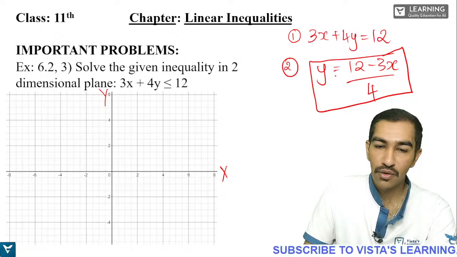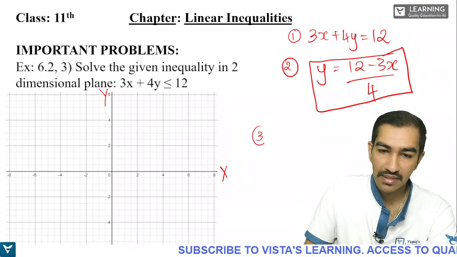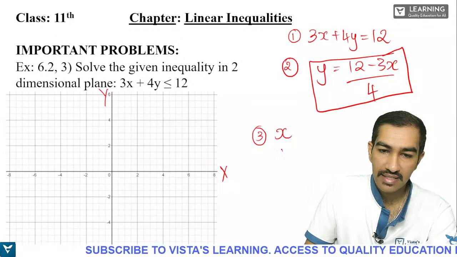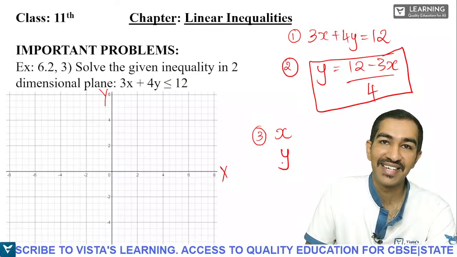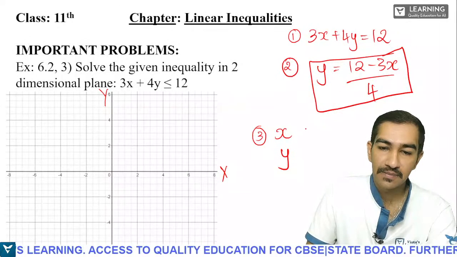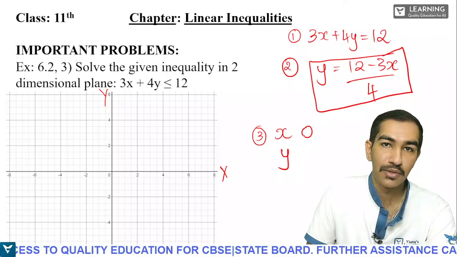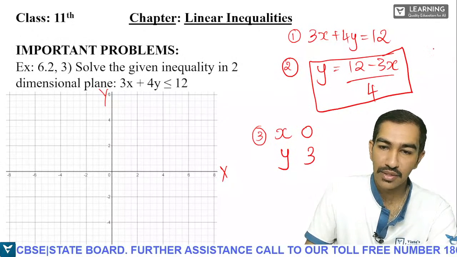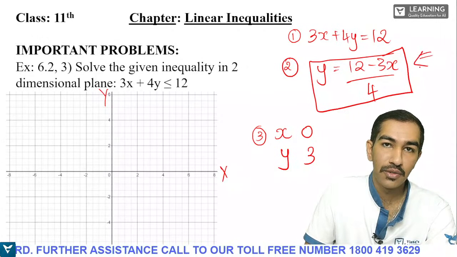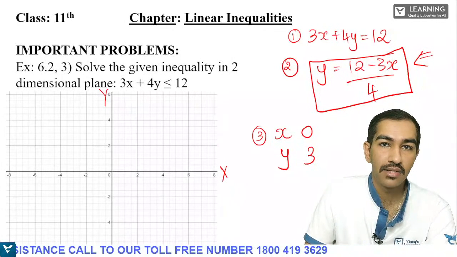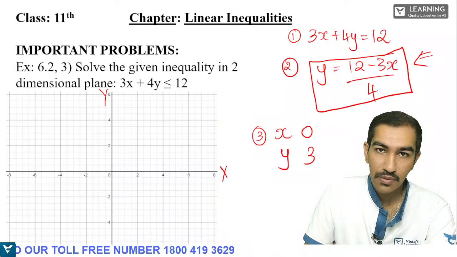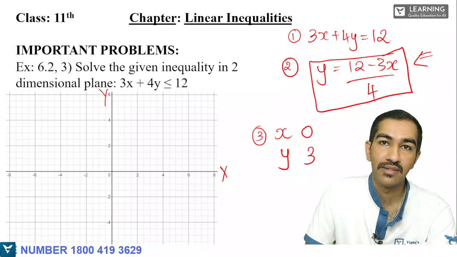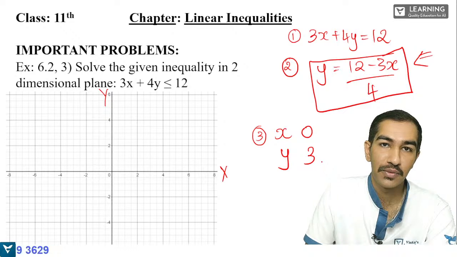Once you find out what y is, now draw a table. Step number 3: draw a table of x and y. Now put x = 0. When you put x = 0, what is the value of y? The value of y is 3. In this equation, substitute x = 0. This term will become 0. Once this term becomes 0, what is remaining is 12 by 4. 4 threes are 12, right? So y = 3.